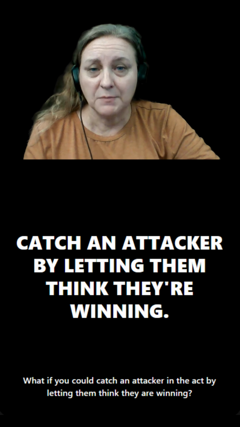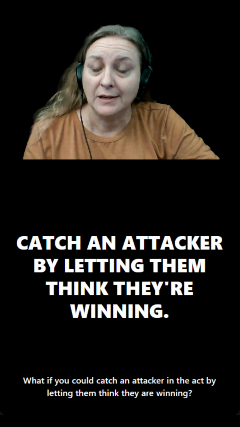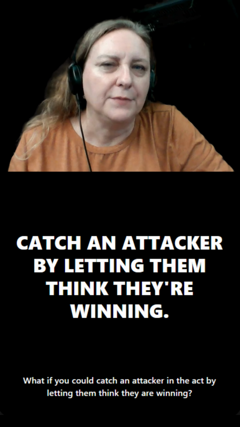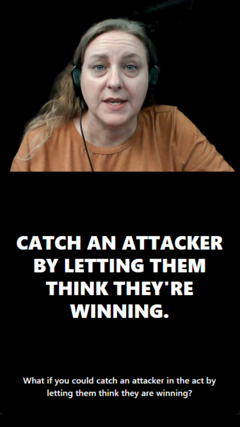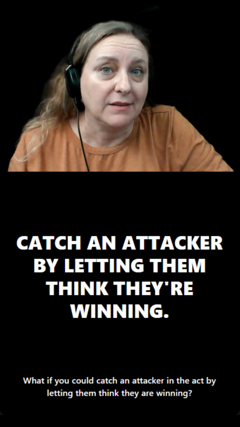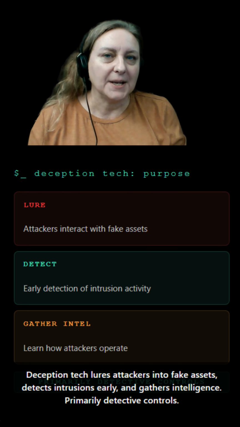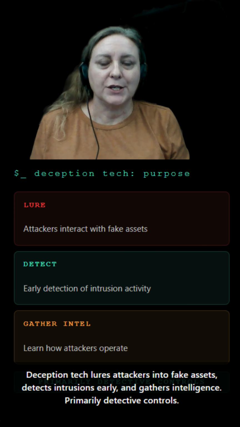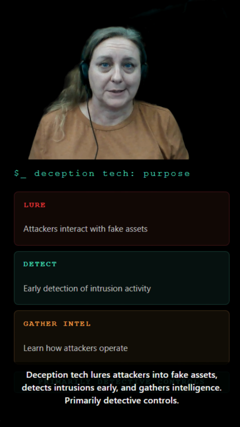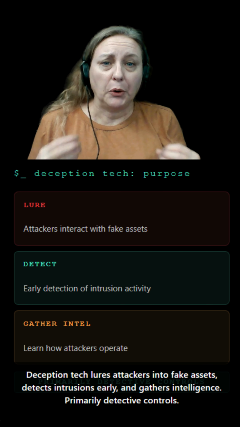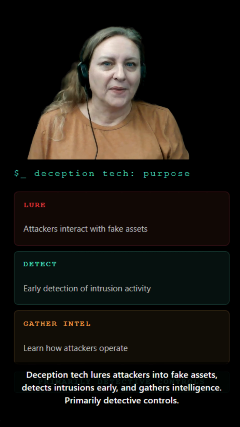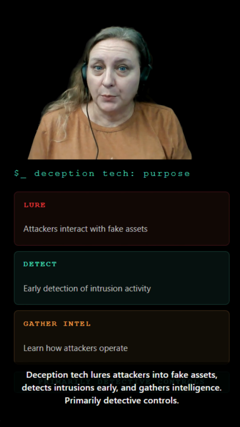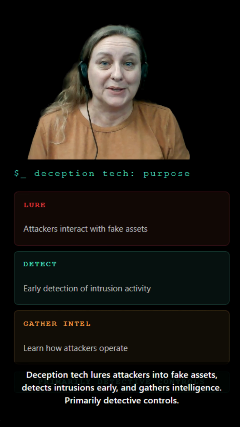On the Security Plus exam, you will be tested about deception and disruption technologies. So think about, what if you could catch an attacker in the act by letting them think that they're winning? That's what deception and disruption technology does. It lures attackers into interacting with fake assets. This provides early detection of their activity, and it gives you insights into their behaviors. So then these are primarily detective controls.